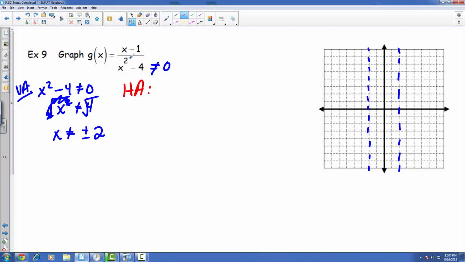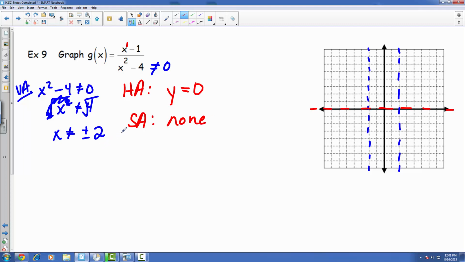Well, we are in the scenario where the degree on the bottom is larger than the degree on the top, and as a result, we end up with the horizontal asymptote y is equal to 0. Now looking at slant asymptotes, unfortunately we won't have one, because it doesn't follow our definition where the degree on the top is larger. So we won't have a slant asymptote for this particular problem.